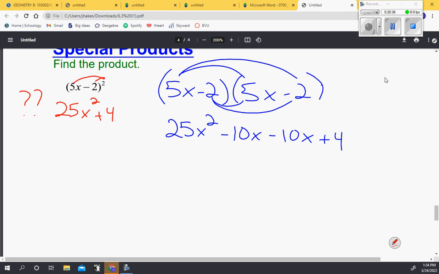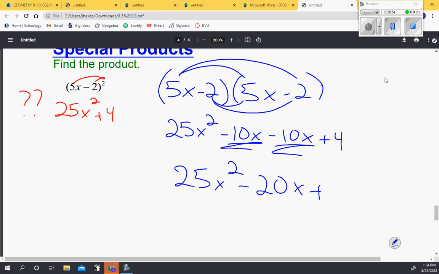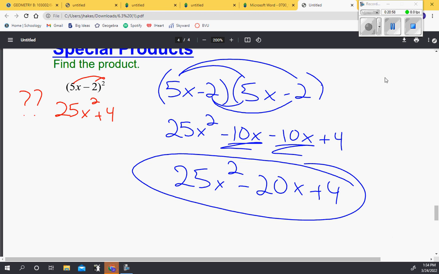So some people might have guessed a positive 4. That's fine. But what they've missed is this middle term. We have to combine these like terms. We have a 25x squared, but then negative 10x minus 10x is minus 20x. And that's what a lot of people miss and forget. There's our final answer. So when you have a parentheses squared, you rewrite it and multiply it up.